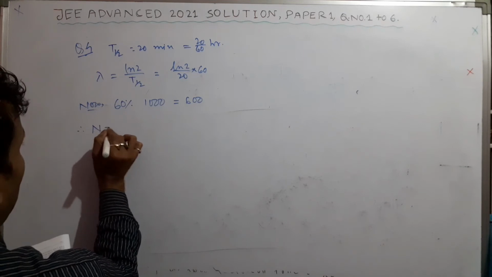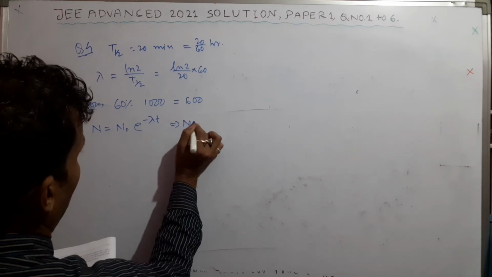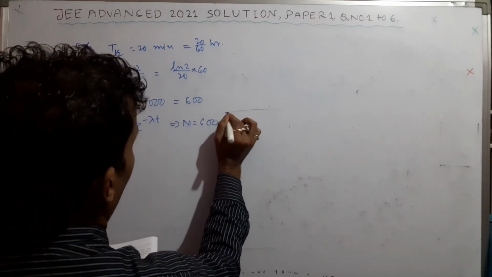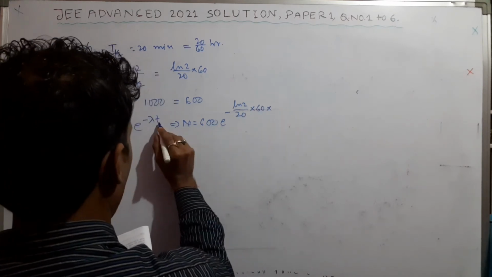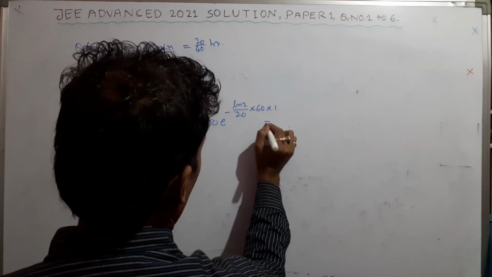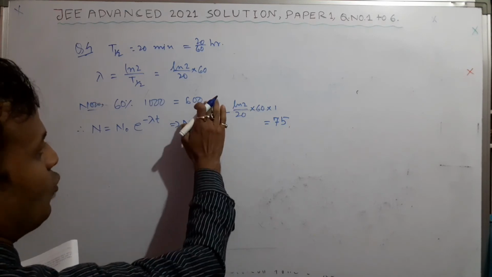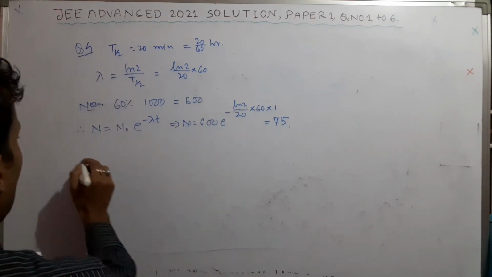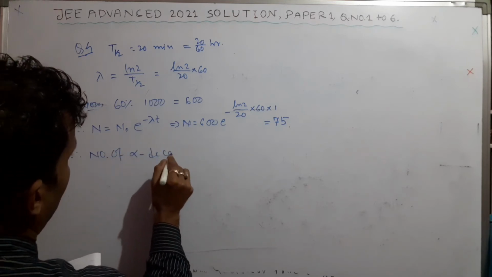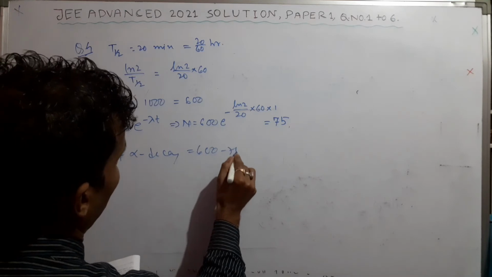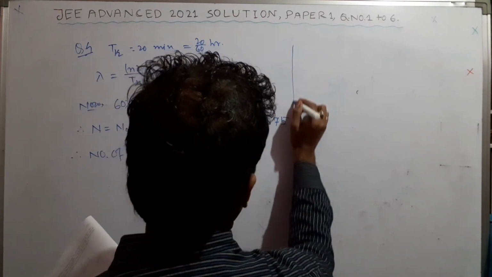Therefore by applying the radioactive decay formula we can find N is equal to 600 e to the power minus ln 2 upon (20 into 60) into time, which is given as 1 hour, and that after calculation comes out to be 75. That means 75 nuclei out of 600 stay alive after 1 hour undergoing alpha decay. So the number of alpha decays is equal to 600 minus 75, that is equal to 525. Okay, this problem you can do in another method also.